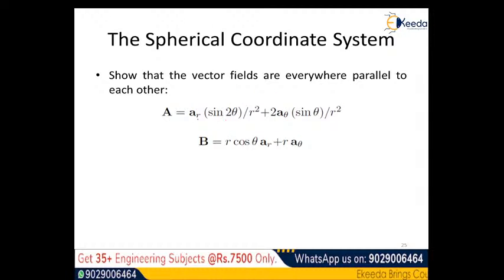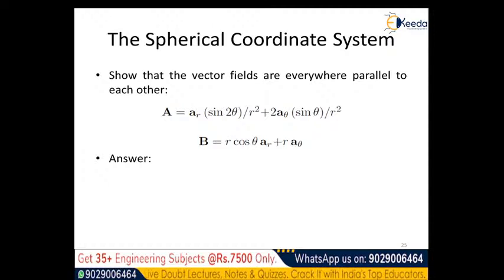So we have the two parts for the vector A represented in the spherical coordinate system, and as well for vector B represented again in the spherical coordinate system. Here we have the A_r unit vector and A_theta unit vector. Now we are asked to show that these two vector fields are everywhere parallel to each other. For that purpose, let us find the solution where we take the help of a cross product.